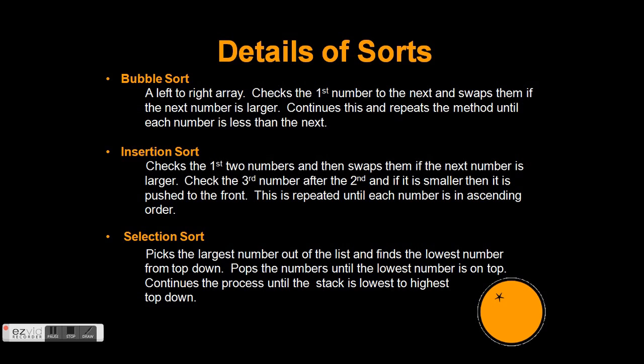And lastly, a selection sort, and that picks the largest number out of the list, finds the lower number from the top, pops the number until the lowest number is on top, and continues the process until the stack is lowest to highest, top down.